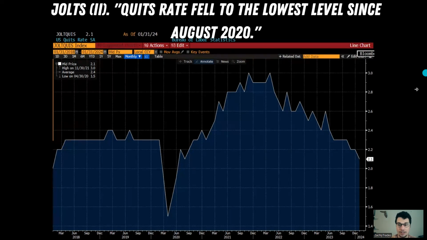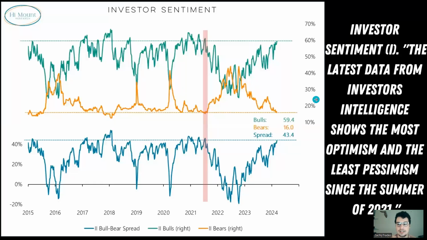Now, investor sentiment, the latest data from Investors Intelligence shows the most optimism and the least pessimism since the summer of 2021. So again, things are very frothy right now.